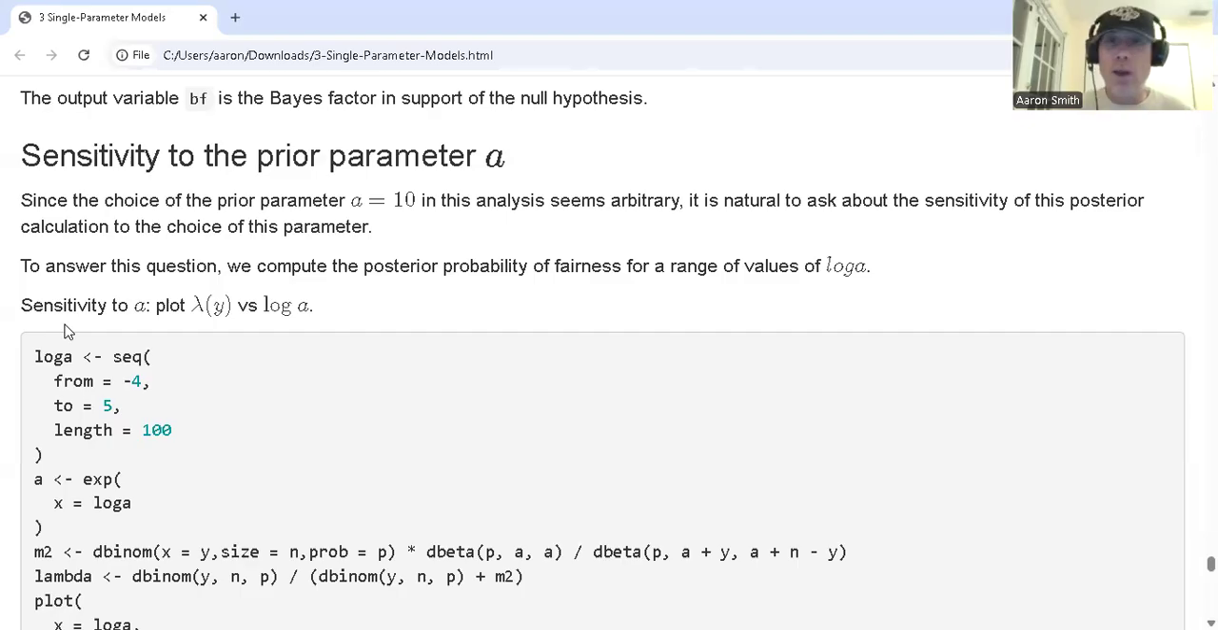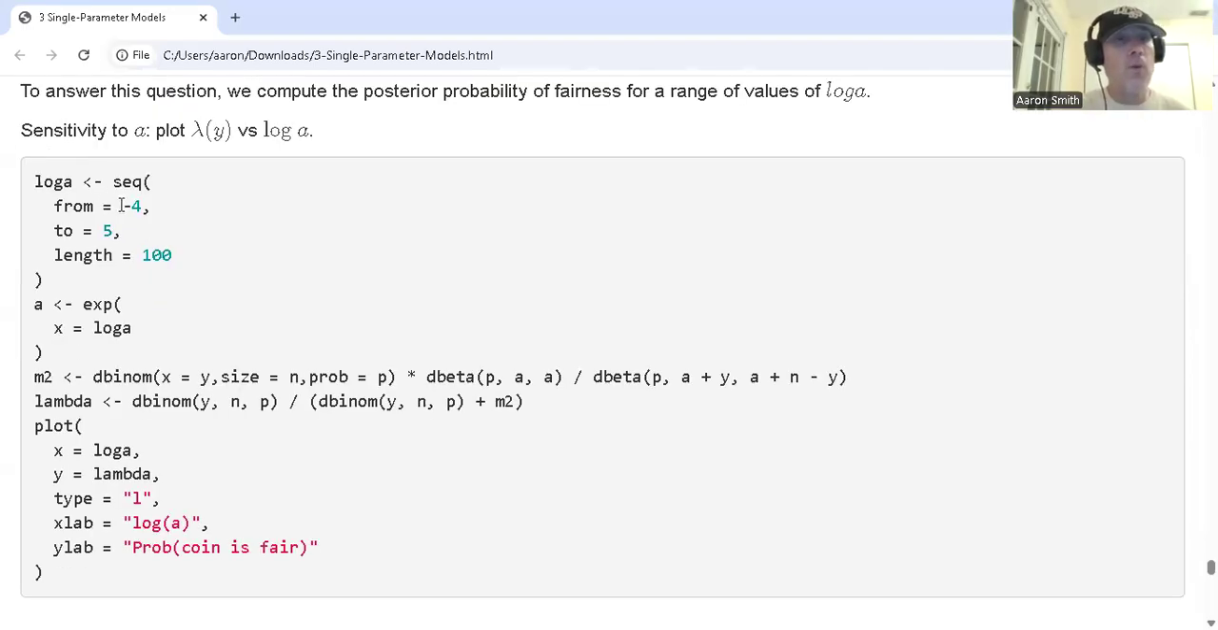So we're going to go through and try a range of possible values and see what happens. Okay, so for log of A, let's do a sequence. And remember, this is the log of A, not the value of A. All right, so we're going to go from -4 to 5, and we're going to do a length of 100. A is going to just be the exponential of undoing the logarithm on there.